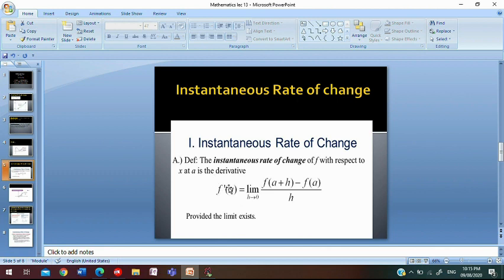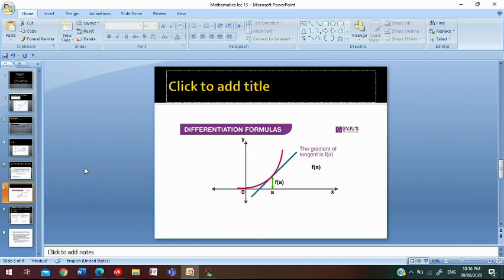the derivative, this prime represents the derivative. f prime of a is equal to the limit as h approaches 0 of f of a plus h minus f of a, divided by h, provided the limit exists. Simply, you just keep one thing in your mind, that the differentiation formula is used when we are going to use the concept of this tangent line. When we calculate the instantaneous change at a single point, we say that the rate of change is instantaneous.